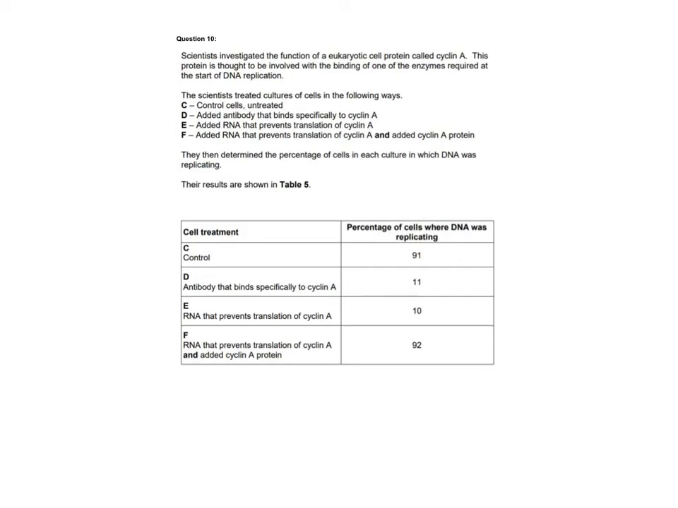So question number 10 was really tricky, so it's worth just going through this text really carefully. Scientists are investigating the function of a eukaryotic cell protein called cyclin A. So I'm just going to pop that info here to remind me cyclin A is a protein. This protein is thought to be involved with the binding of one of the enzymes required at the start of DNA replication. So it's a protein that we think is required to bind a second protein at the start of DNA replication.